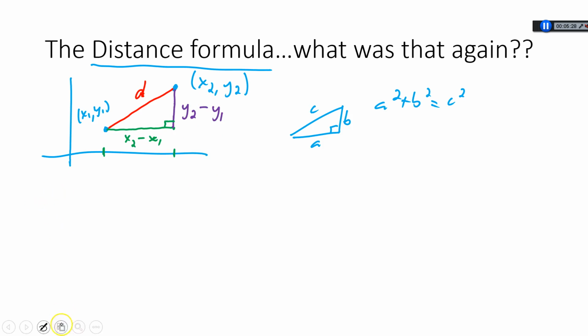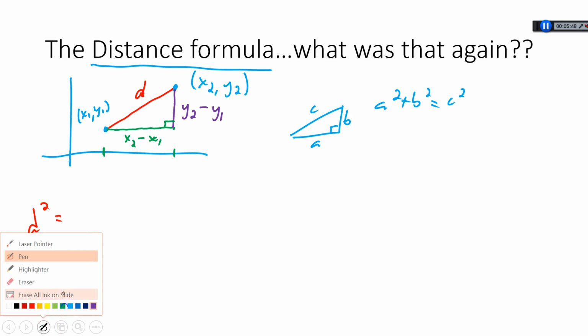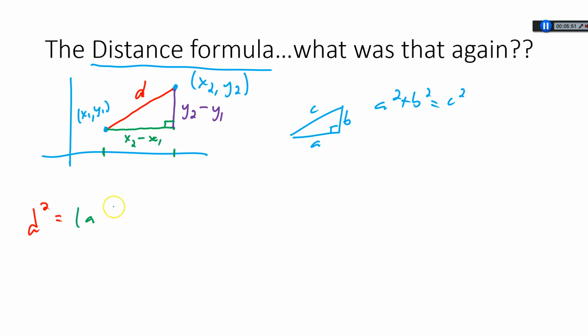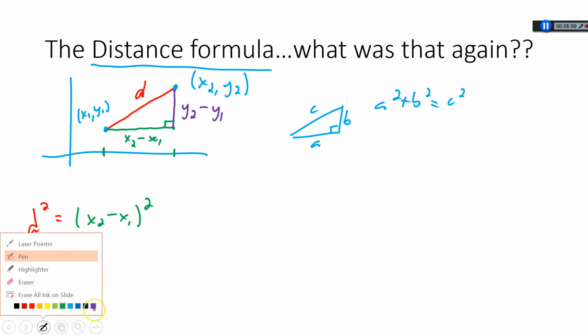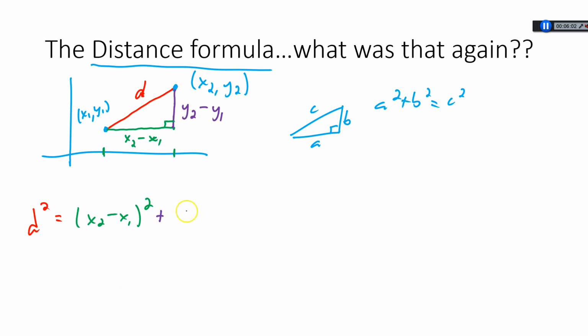So what we're going to do here is we know that D squared, keeping with our color scheme, D squared is our C squared, so A squared plus B squared. So we're going to do, in purple, no, let's do the green first. So we have x2 minus x1 quantity squared plus the vertical leg squared. So that's our y2 minus y1 squared. So this is just the Pythagorean theorem written out exactly for this right triangle.